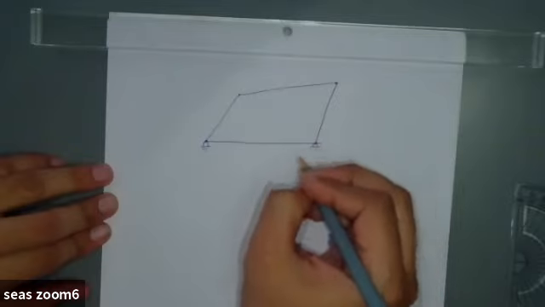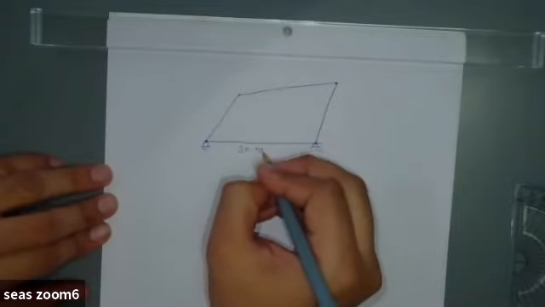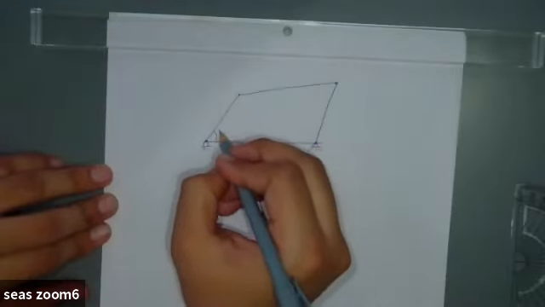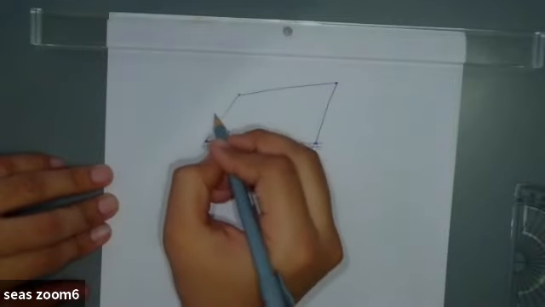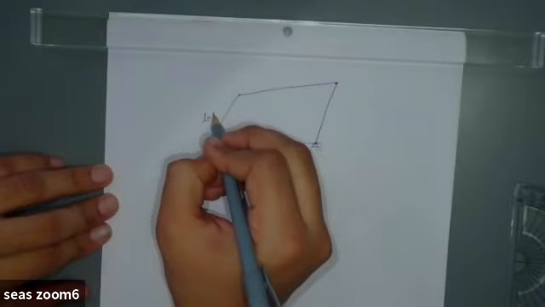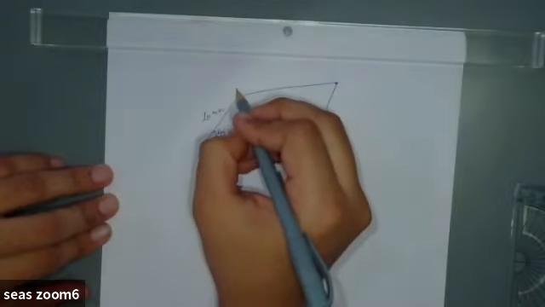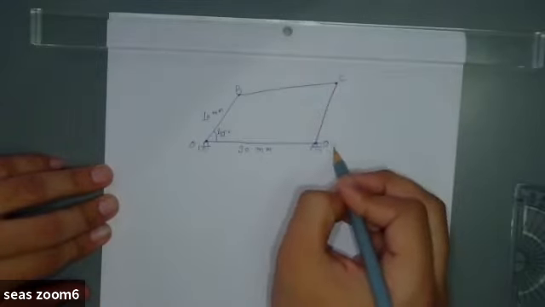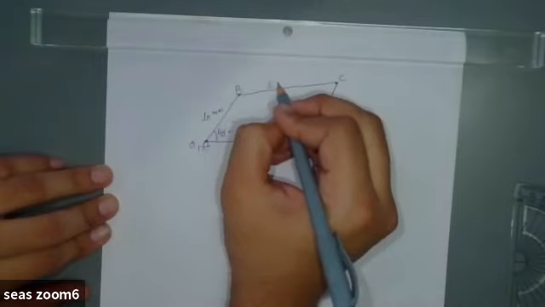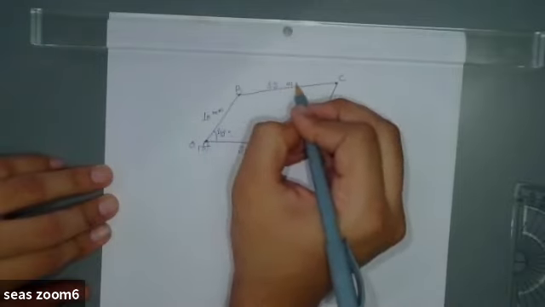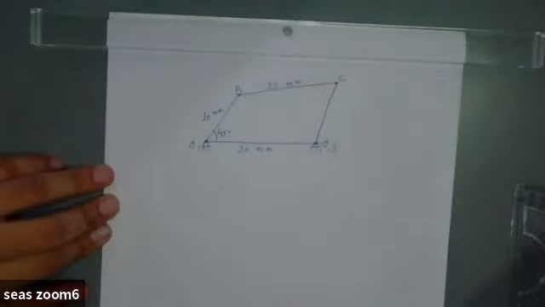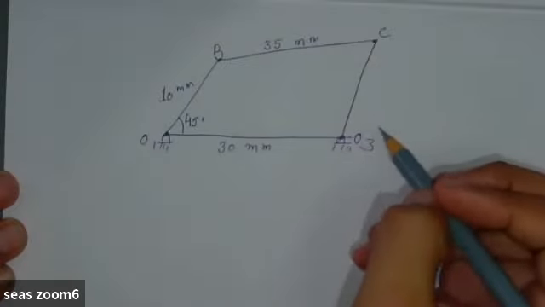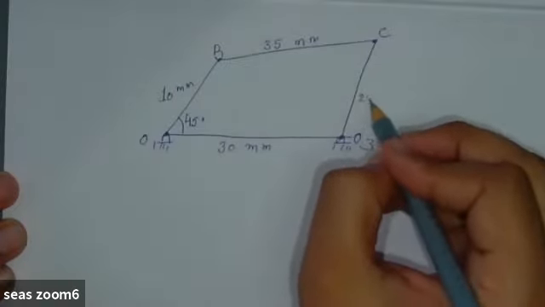This bar is fixed and the length of this fixed bar is 30 mm. Link 1 is making 45° from the horizontal and its length is given as 10 mm. Let's say this point is B, this point is C, this point is O1 and this point is O3. The length of this link is given as 35 mm. And let's say the other length is given as 20 mm.